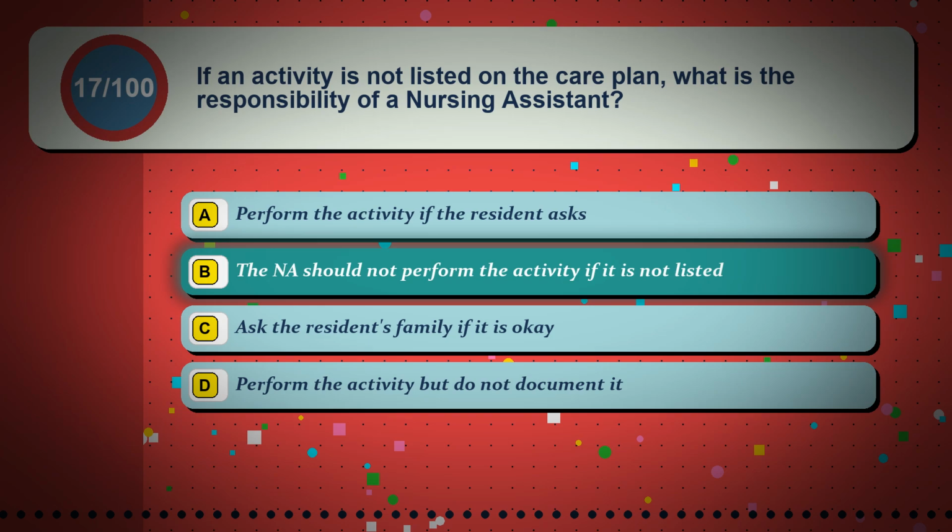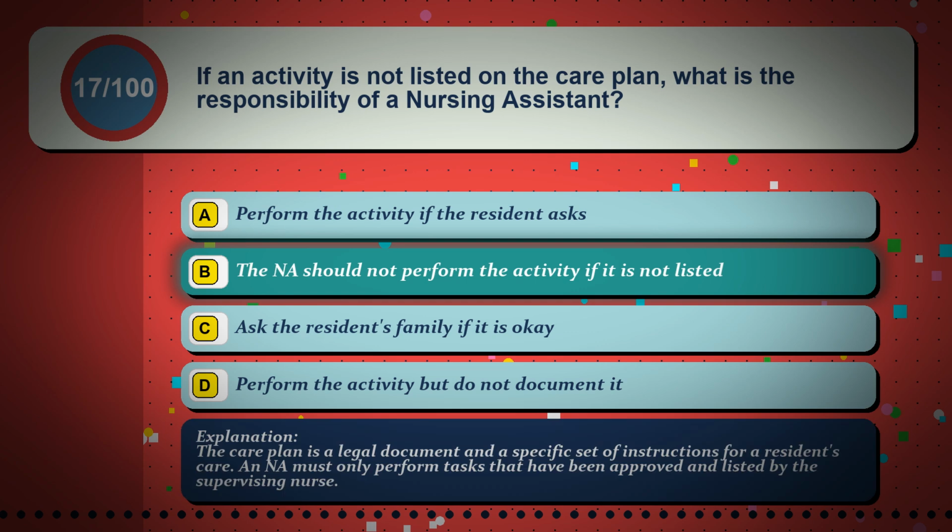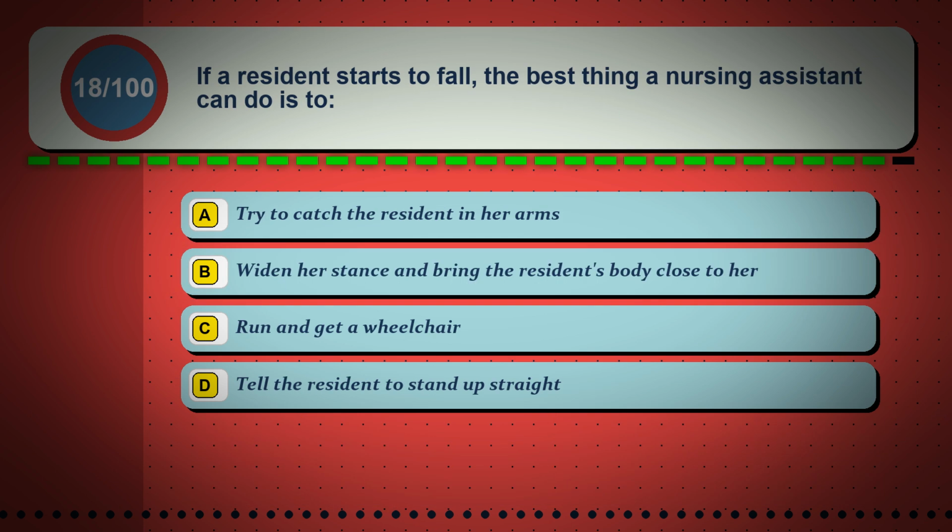The correct answer is option B. The NA should not perform the activity if it is not listed. The care plan is a legal document and a specific set of instructions for a resident's care, and NA must only perform tasks that have been approved and listed by the supervising nurse. Question 18. If a resident starts to fall, the best thing a nursing assistant can do is to: Option A.